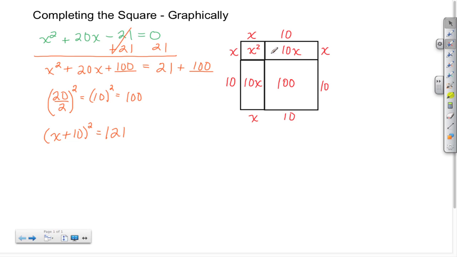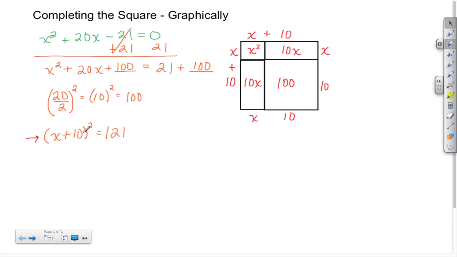Now the other thing to notice, I'm doing the area model, so that means all I need is to multiply one length times the width, and that will give me the area of this entire quadrilateral or square. So here I see that this entire length is x plus 10, and this entire length here is x plus 10. So x plus 10 times x plus 10 is really x plus 10 squared, which is what I have written here. And if I'm going to add 100 to the other side, 100 plus the 21 gives me the answer here of 121.